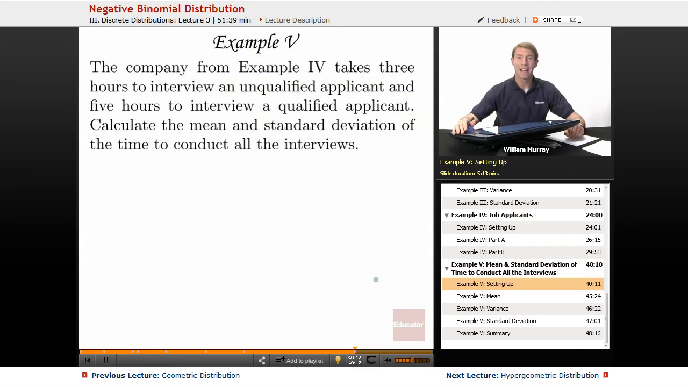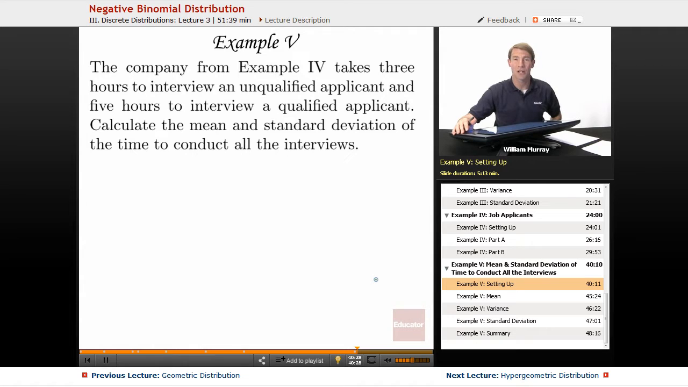So in example 5 here, we're going to be referring back to example 4. If you haven't just worked through example 4, what I want you to do is go back and just read over the scenario from example 4 because we need that to understand example 5.